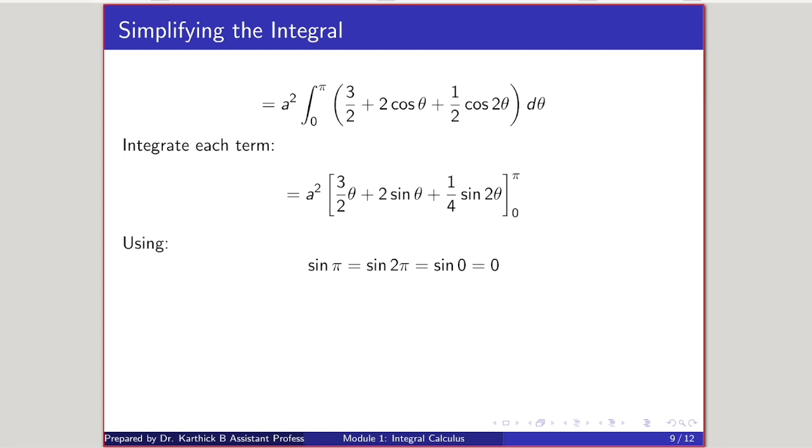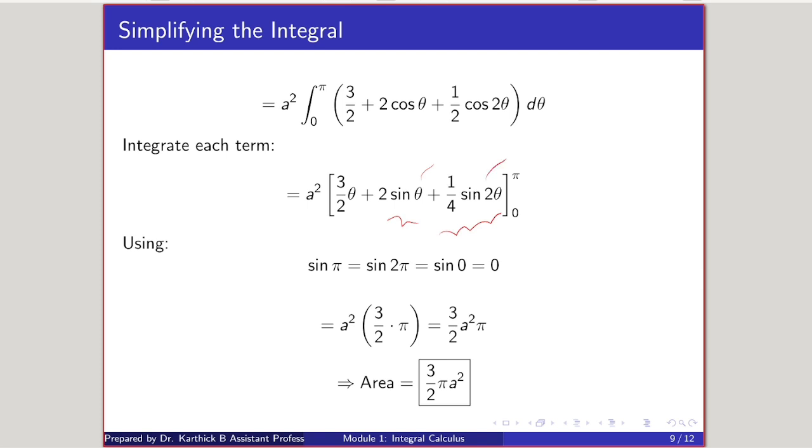Then already we know that sine n pi is always 0. By using this formula, while substituting the values, sine 0 is 0, sine pi is 0, sine 2 pi is also 0. So with this, finally we get the value a square into 3 by 2 pi, because both of these become 0. So only the value of pi remains. So here it is a square into 3 by 2 pi, and finally we get 3 by 2 pi a square.